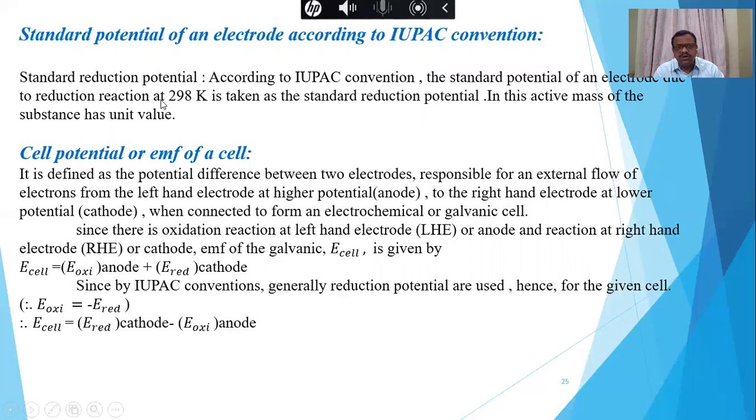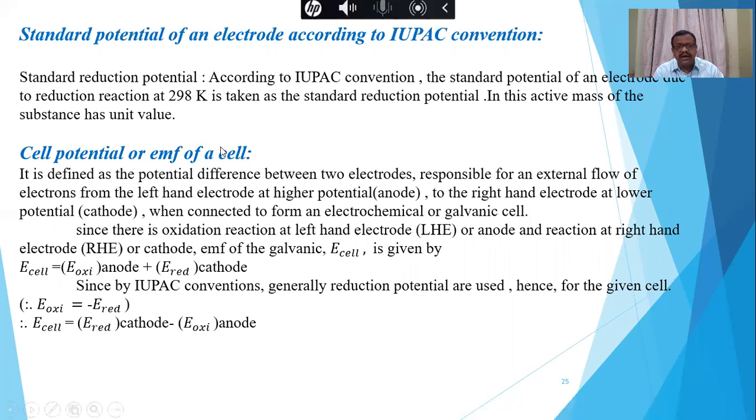Standard reduction potential: according to IUPAC convention, the standard potential of an electrode due to reduction reaction at 298 Kelvin is taken as standard reduction potential. In this, the active mass of a substance has a unit value.